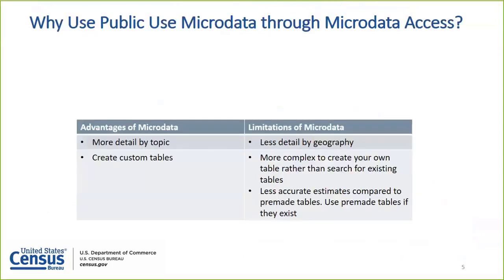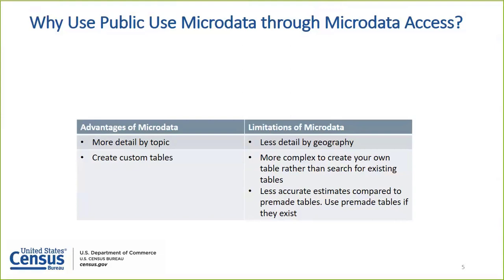And why would you go through the trouble to use the public use microdata through microdata access instead of the pre-made tables that are available to you? The advantages of using the microdata is it lets you get more detail by topic. It also allows you to create custom tables. So just through the ACS alone, the American Community Survey, we push out 11 billion statistics every year. So you'd think we'd meet every data user's needs through that statistic, but there's certainly folks that are doing more complex or detailed analysis that need more detailed information than what's available in the pre-made tables.